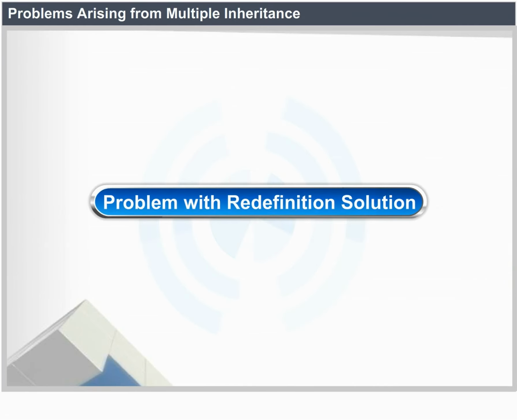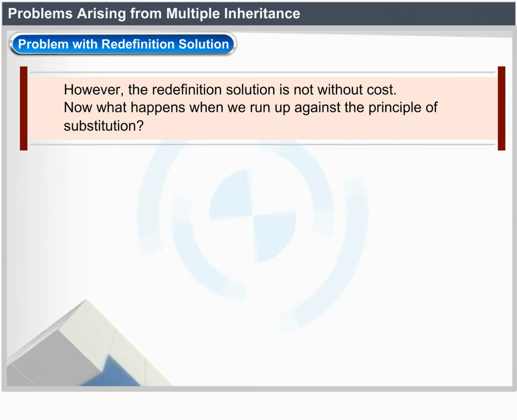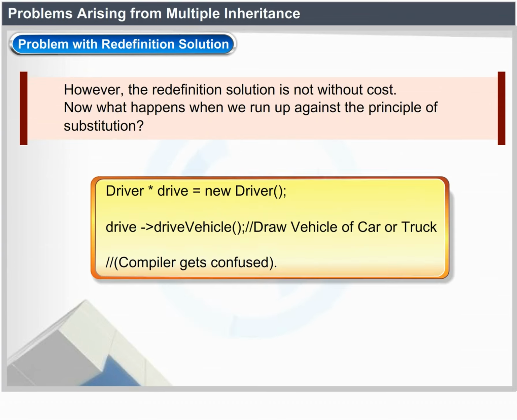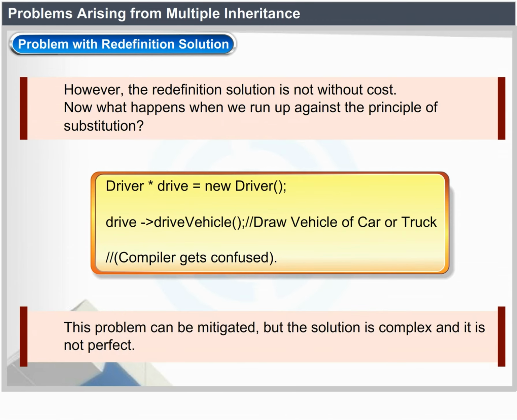Problem with the redefinition solution. However, the redefinition solution is not without cost. What happens when we run up against the principle of substitution? Driver *d = new Driver; d->driveVehicle(). This statement calls driveVehicle of Car or Truck. Here the compiler gets confused. This problem can be mitigated, but the solution is complex and it is not perfect.